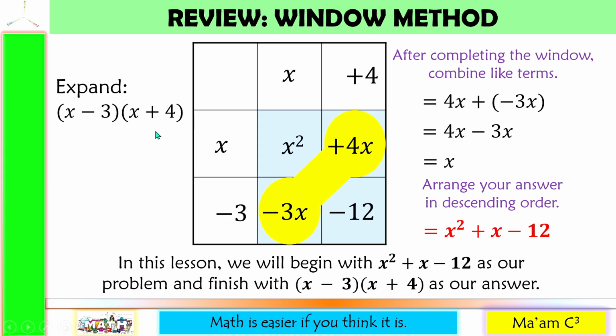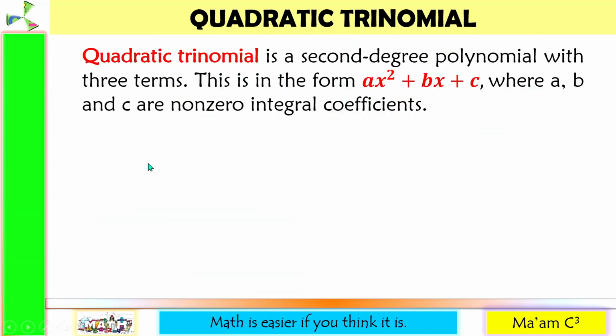Let us define first what a quadratic trinomial is. It is a second-degree polynomial with three terms. This is in the form ax squared plus bx plus c. Three terms, 1, 2, 3. That's why it is a trinomial. And why is it quadratic? Because the highest exponent of the variable is 2, where a, b, and c are non-zero integral coefficients.